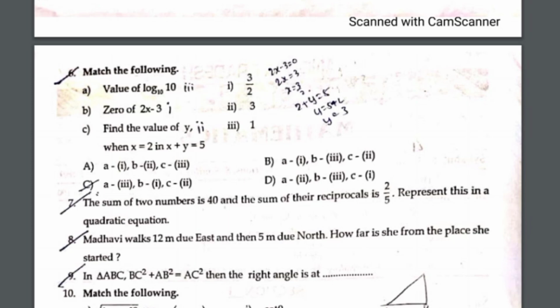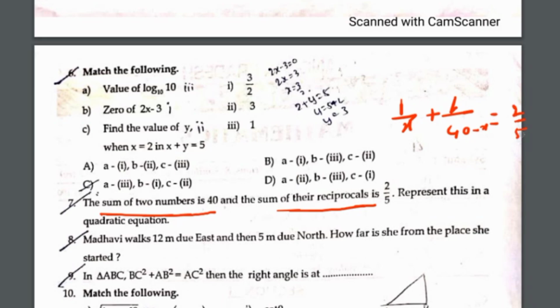I repeat once again, you can check the question. The sum of the two numbers is 40, meaning the two numbers are x and 40 minus x. First number is x, second number is 40 minus x, right? So the sum of the reciprocals they gave is 2 by 5. That means how do you take it? Like 1 by x plus 1 by 40 minus x is equal to 2 by 5. Okay, if you simplify this one, you will get the answer. So I will show that one, that is Siddhika's paper here.